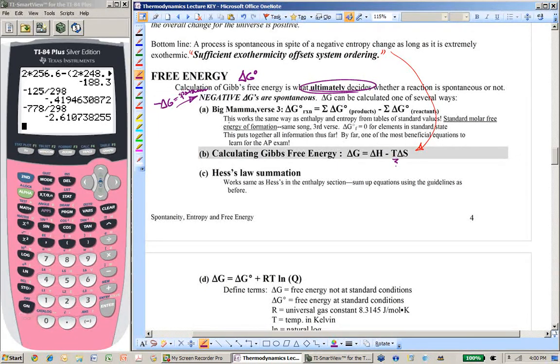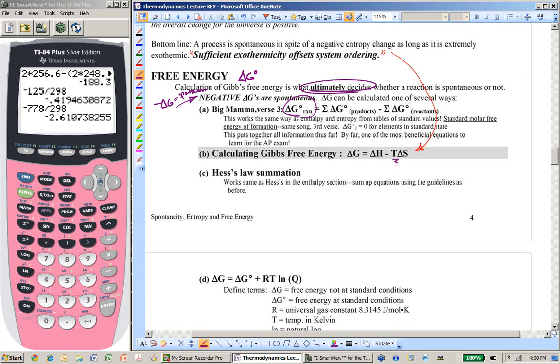All right, so I call it Big Mama verse 3. If you're given a table of values, then the overall delta G of the reaction is the sum of the delta G's of the products, you guessed it, minus the sum of the delta G's of the reactants. Works the same way as enthalpy, works the same way as entropy. That's enthalpy's verse 1, entropy's verse 2, and this is verse 3.